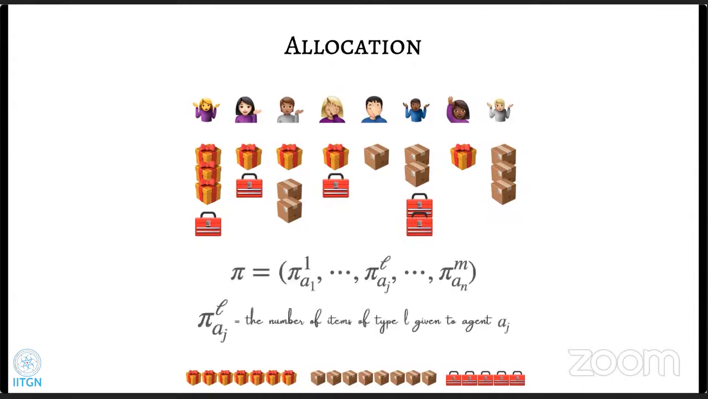So this is just some notation that you will typically find, and this is slightly unusual because you're looking at this high multiplicity setting. So I only tell you how many items of each type are given to agent AJ.